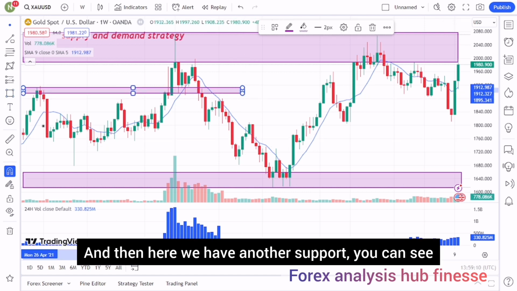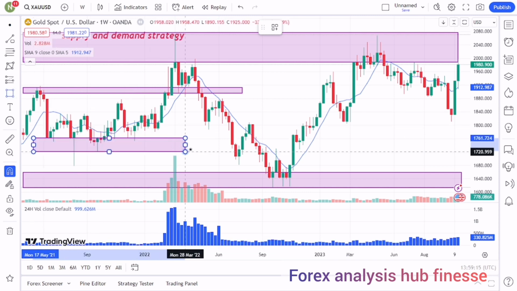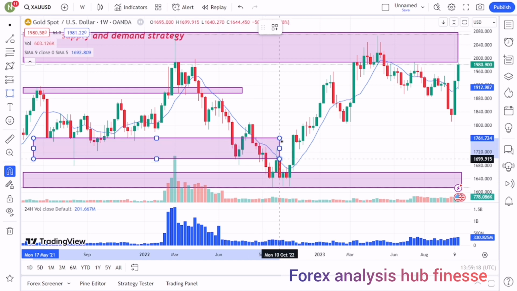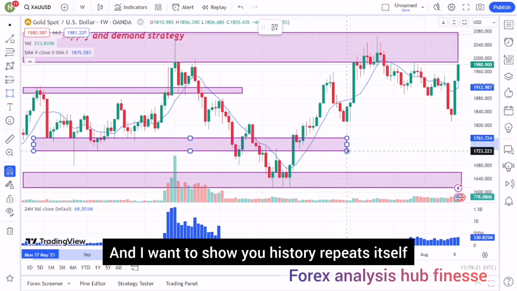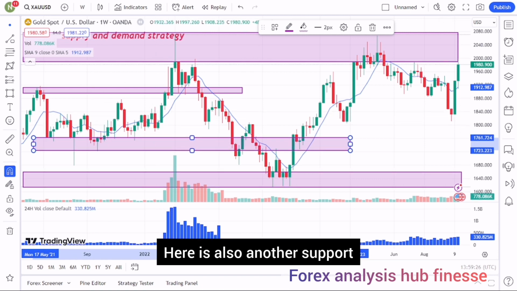Yeah, that is another resistance. And then here we have another support. You can see this is another support. And I want to show you history repeats itself. Here it's also another support.